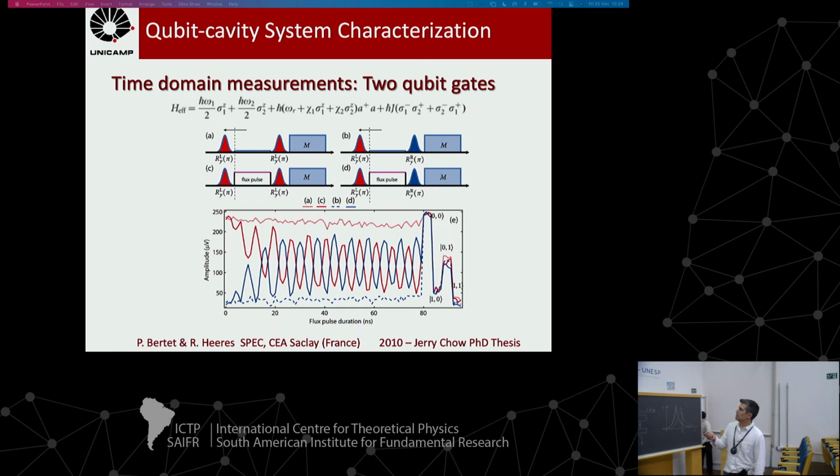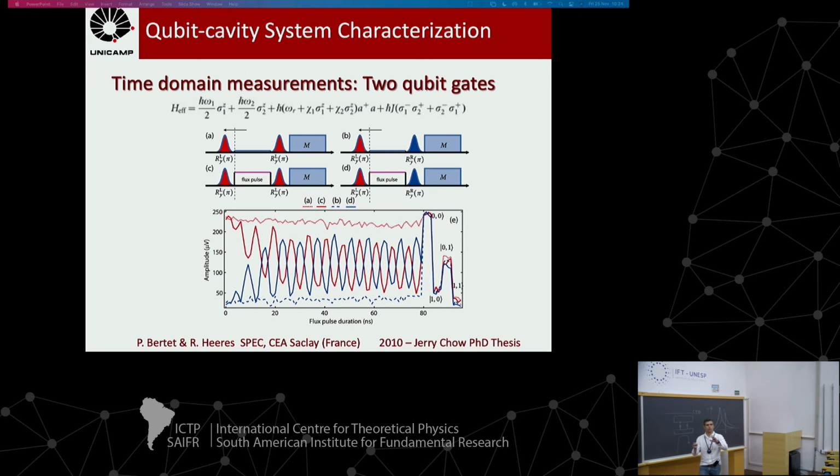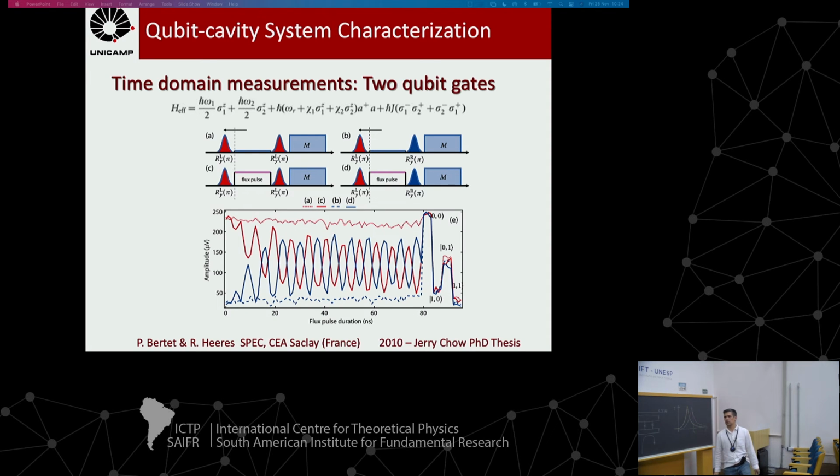When you do that, you can get the duration of this flux pulse to really put both qubits in the ground state, first in the excited and second in the ground, or first in the ground and second in the excited, or both qubits in the excited state. So there's a way to be sure that when you bring both qubits to interact, you really did a swap between the states of the qubits. Okay?